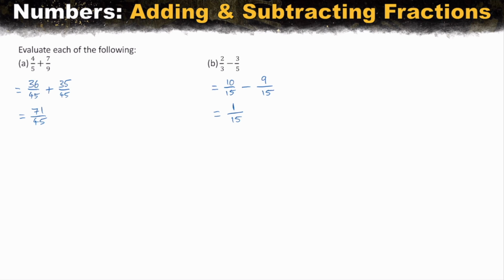Now, you should at this point just double check to see whether you can simplify this. I know because my numerator is already 1 that this won't simplify any further, so that's my final solution. But just to summarize, whenever you're adding and subtracting fractions, they need to have a common denominator. If they don't have a common denominator, you need to represent those fractions with a common denominator. Once you've done that, then you either add or subtract the numerators.